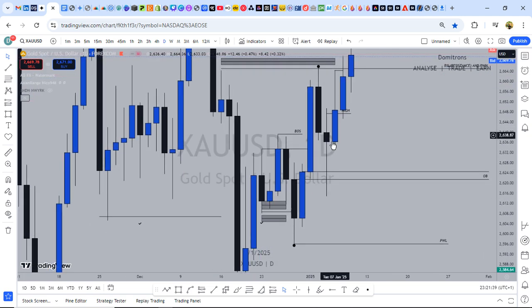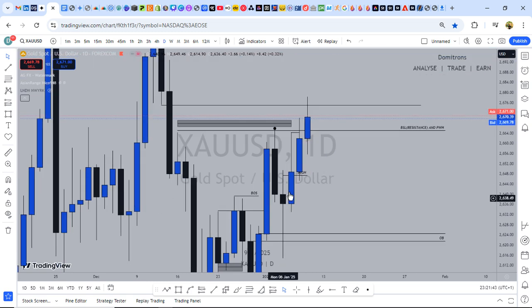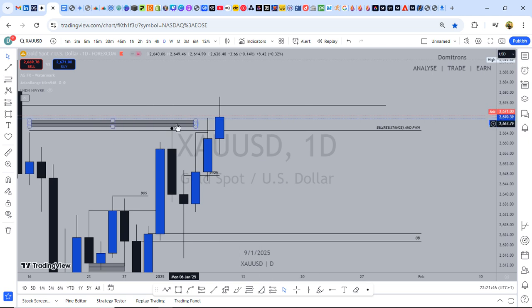Stop hunt plus structural break plus return to order block, and then boom, we went straight for the previous week high. You can actually see my labeling right here, which says buy side liquidity pool because it created a resistance level, equal highs right here and previous week high right there. So this week opened and we went for previous week high.